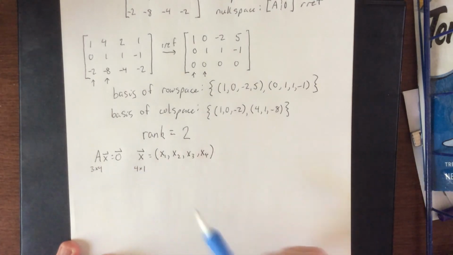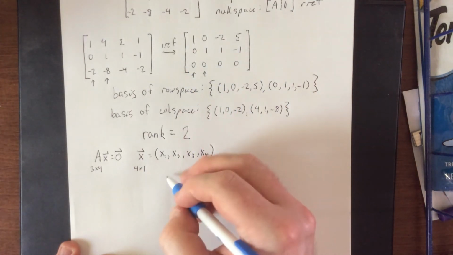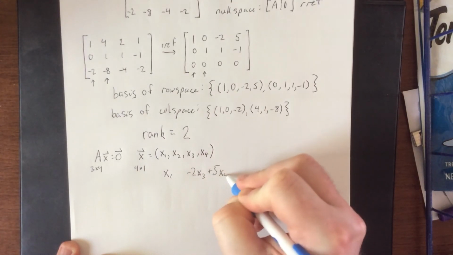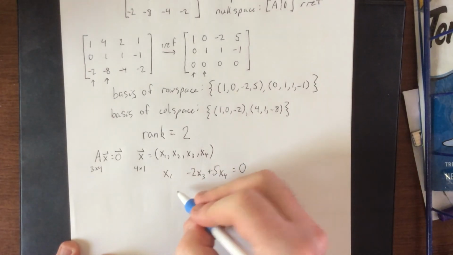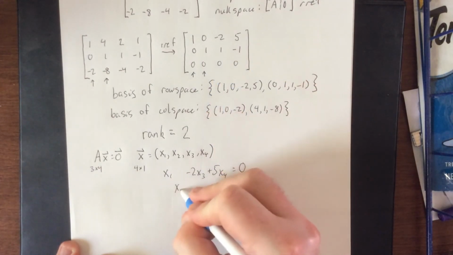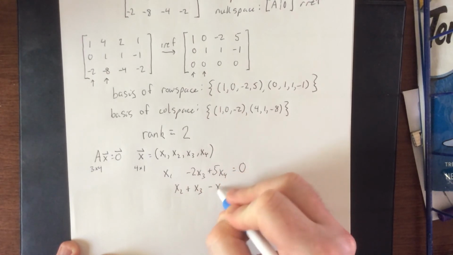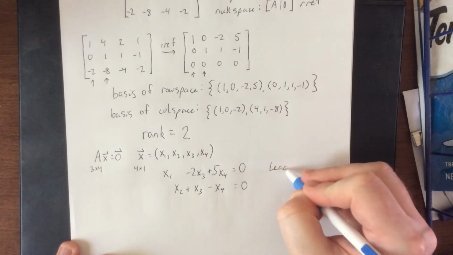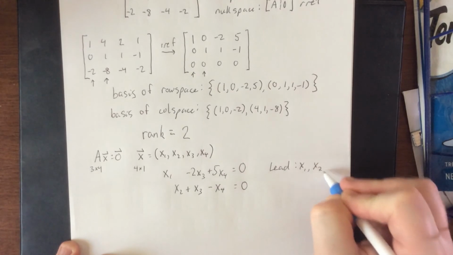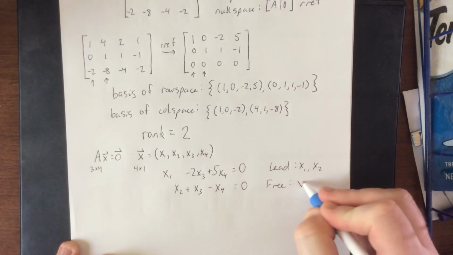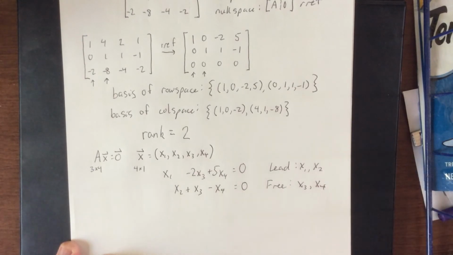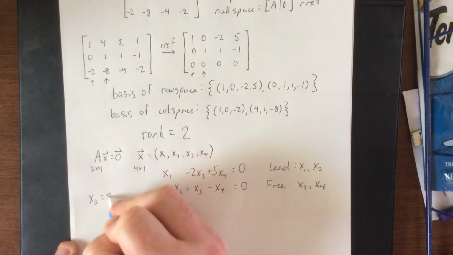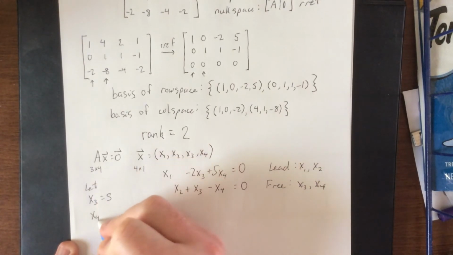Now, keeping in mind that we're augmenting this with the 0 vector, the first equation would be x1 minus 2x3 plus 5x4 is equal to 0, and the second row would be representative of x2 plus x3 minus x4 is equal to 0. This tells me that the lead variables are going to be x1 and x2, and here we'll have two free variables in the form of x3 and x4. So we will assign x3 equal to s, and x4 equal to t.